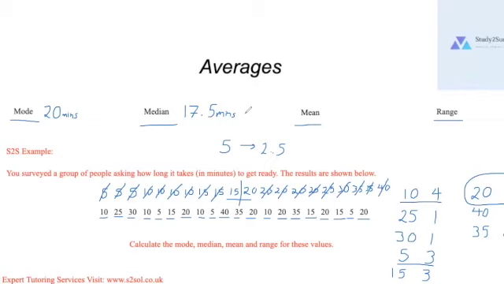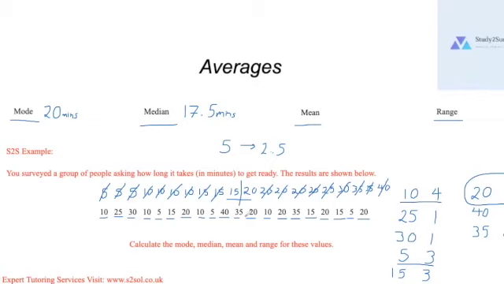Okay, so let's move on to the mean. So the mean is actually the longest, or the most long-winded, of the 4 averages that we have. However, it is the most accurate. So what we have to do for the mean is add all of the points in your data set together, and then divide that total by how many we have.